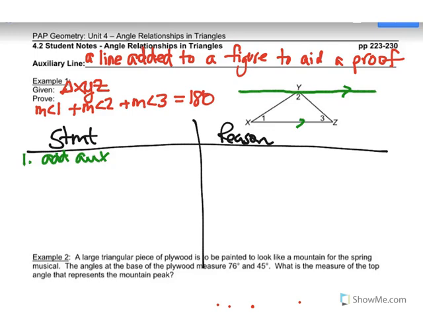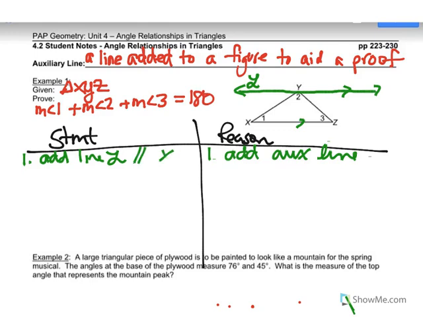Let me do that differently. That's going to be our reason over here. And I decided to name my line L. So we're going to put add line L, and we're going to write adding auxiliary line. And I think I'll add on here, add line L parallel to line XZ.